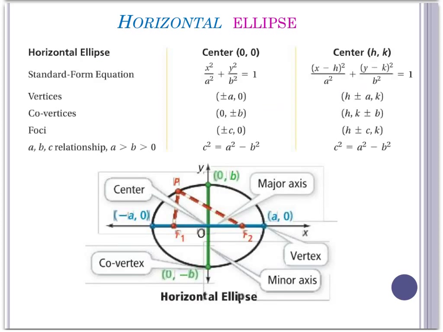Depending on the orientation of our ellipse, the equation of the ellipse will change, as well as the location of the vertices and foci and co-vertices. Now for a horizontal ellipse, that means our major axis is actually on the x-axis, so our vertex as well as our foci will be located there. Now as you can see, the distance from the center to the vertex is a, and the center to the co-vertex is b. So when we're looking at the equation, underneath the x squared we find a squared, and underneath the y squared we find b squared.